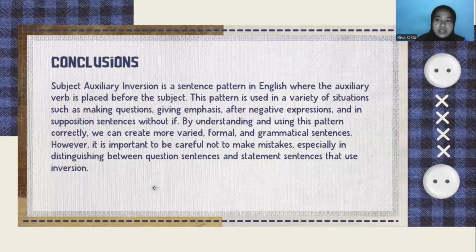Let's get to the conclusion. Subject auxiliary inversion is a sentence pattern in English where the auxiliary verb is placed before the subject. This pattern is used in a variety of situations, such as making questions, giving emphasis after negative expressions, and in supposition sentences without if. By understanding and using the pattern correctly, we can create more varied, formal, and grammatical sentences. However, it is important to be careful not to make mistakes, especially in distinguishing between question sentences and statement sentences that use inversion.